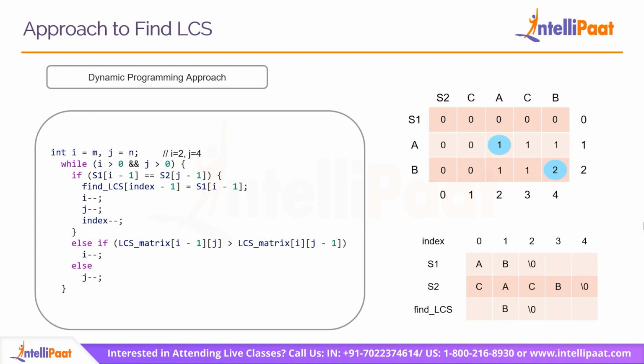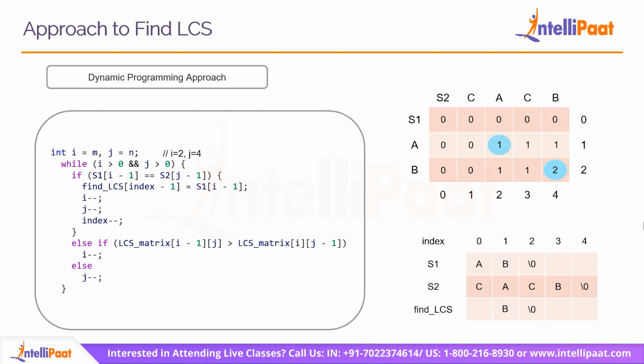So now in the LCS matrix, we are here, in the first row, third column. Again, starting from the top inside the while loop, we check if S1 of 0 is equal to S2 of 2. Since this is false, we move to the else if part. Here it checks if the I minus 1 and jth element is greater than the I, j minus 1th element. Since 0 is not greater than 1, we move to the else part and decrement j by 1.